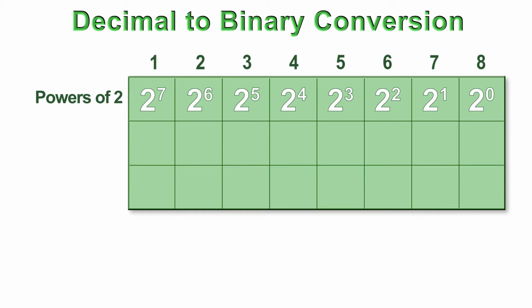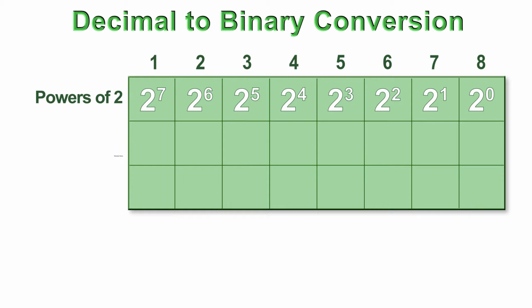So this table is going to represent 8 bits or an octet of an IP address or a subnet mask. Remember, an octet is a grouping of 8 bits. And so we've put in, starting with 2 to the 0, then each of the powers of 2 all the way up to 2 to the 7th power. So that's our first row, the powers of 2.